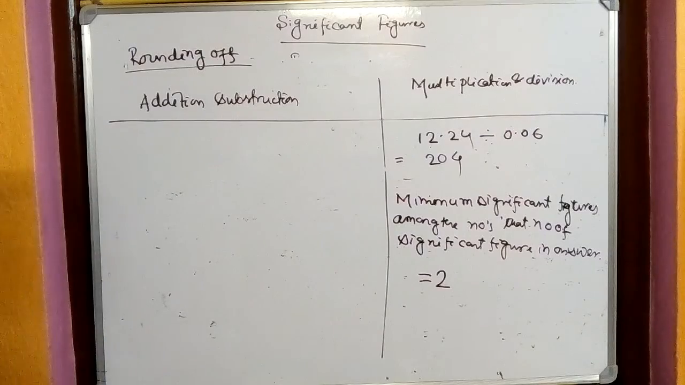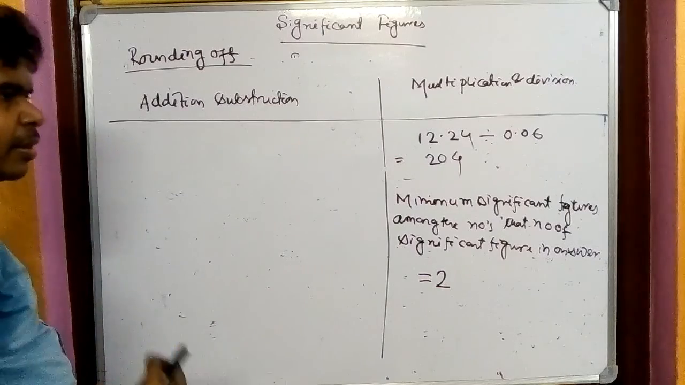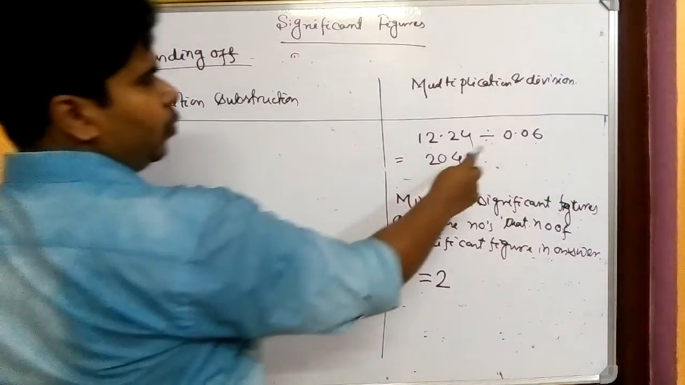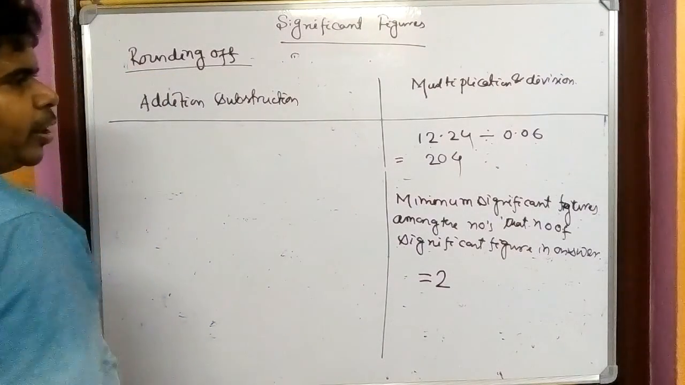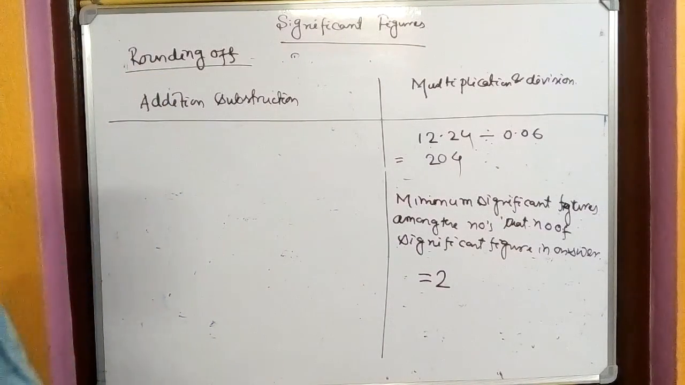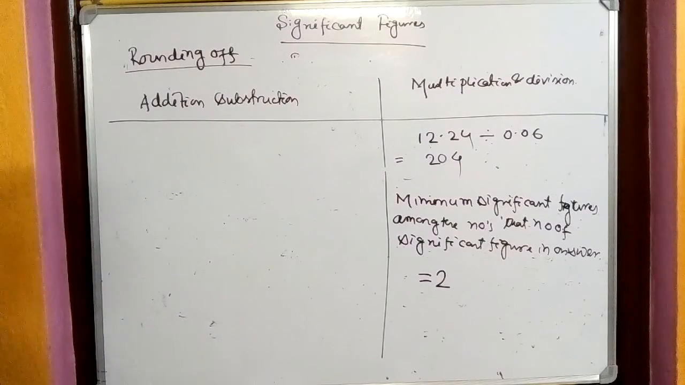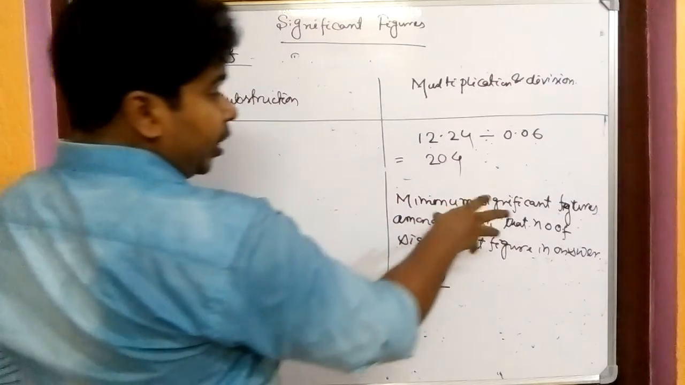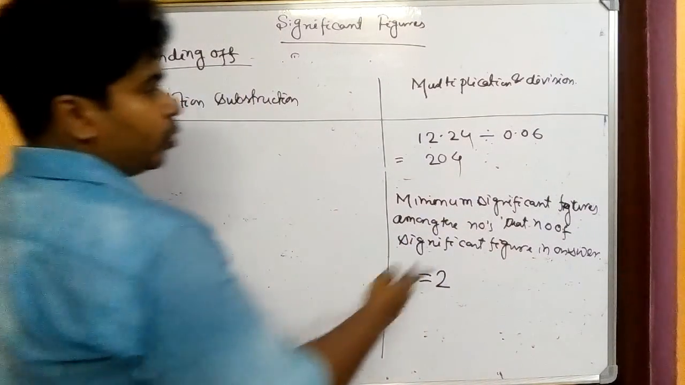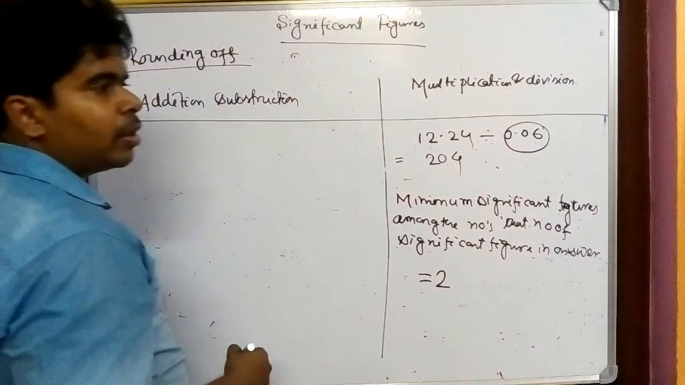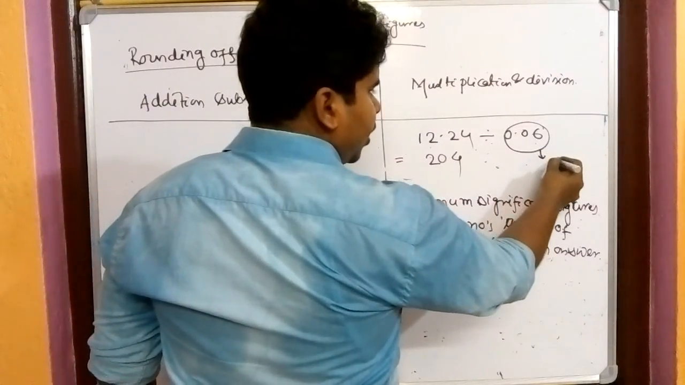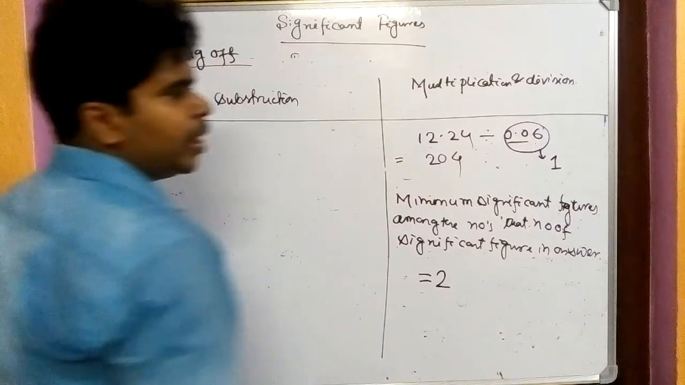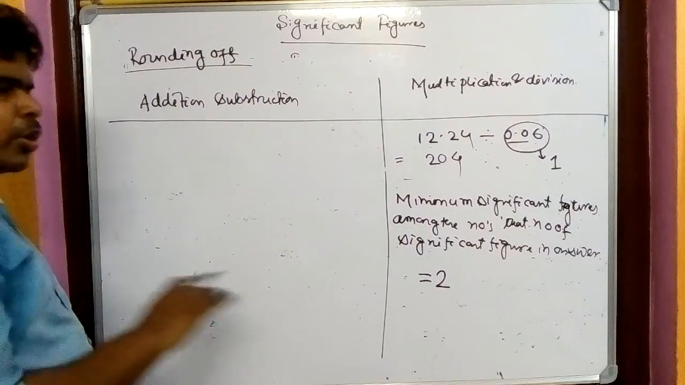Now it is told to us that we have to write down the rounded number. 12.24 divided by 0.06. If I have done it right, yes, I think it is right. 204 is the answer. But we have to take the minimum significant figures among the numbers. So which has the minimum significant figures? This one. What is the minimum number of significant figures? It is 1, because these two are initial zeros. So initial zeros are not significant figures.